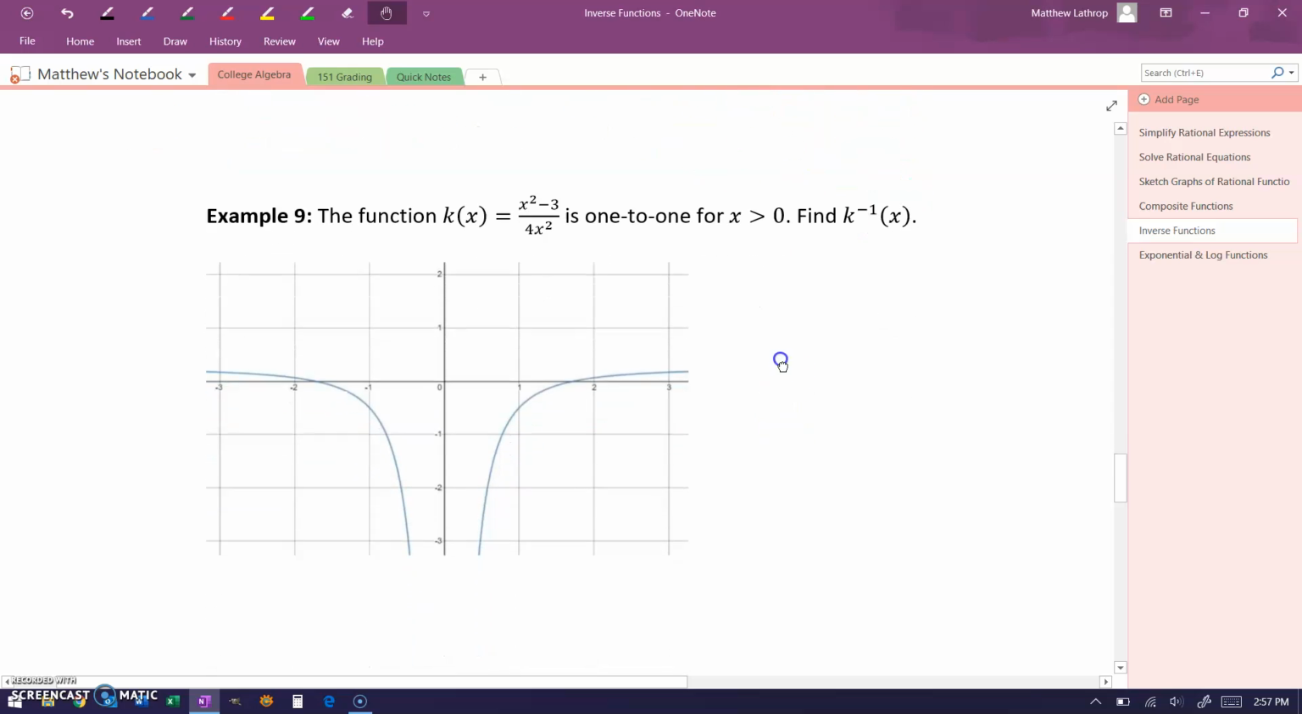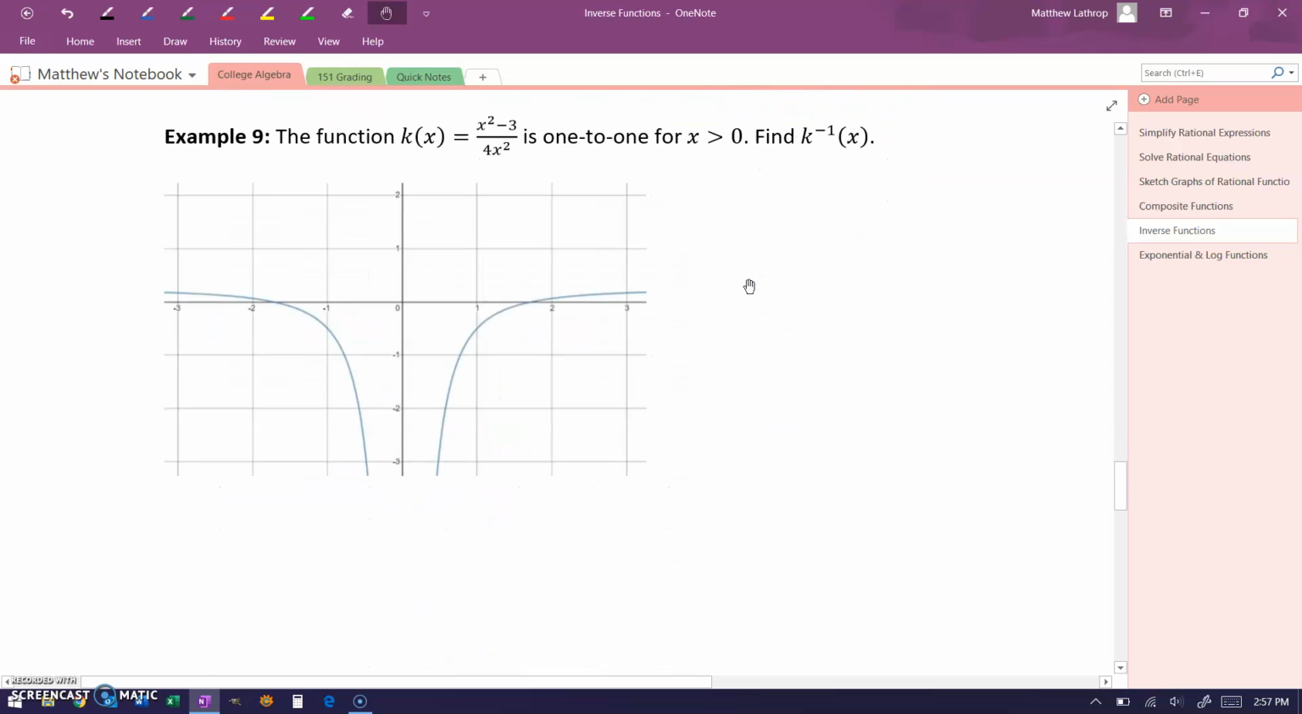Example 9 isn't too different from the previous problems that we've considered here, but we do have an additional statement. We're told that this given function k of x is 1 to 1 while x is strictly greater than 0. That domain restriction is required because what we have graphed below is the function k of x for all values of x, and we can see that it's easy to find a horizontal line that would cause this function to fail that horizontal line test.